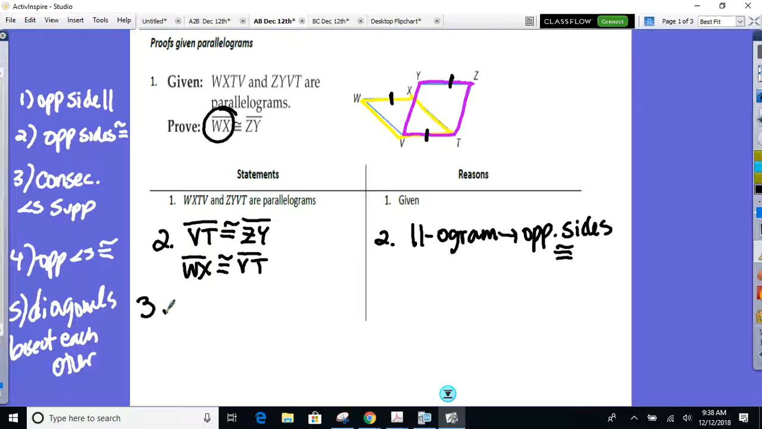Got it, Thomas? Do I need to say that? You can write that if you want. I don't know where you're going with that, though. You can write that. That's fine. But we're not proving triangles congruent. All right, there's no triangles.